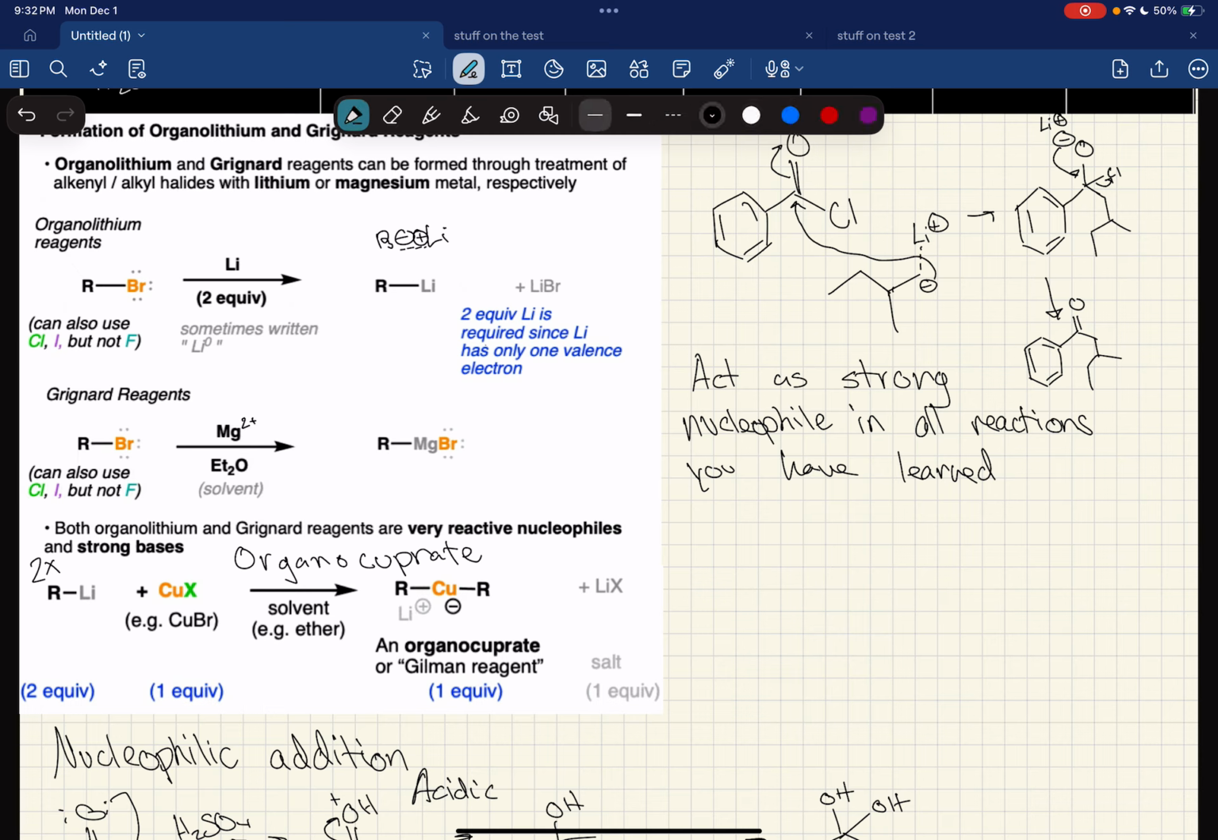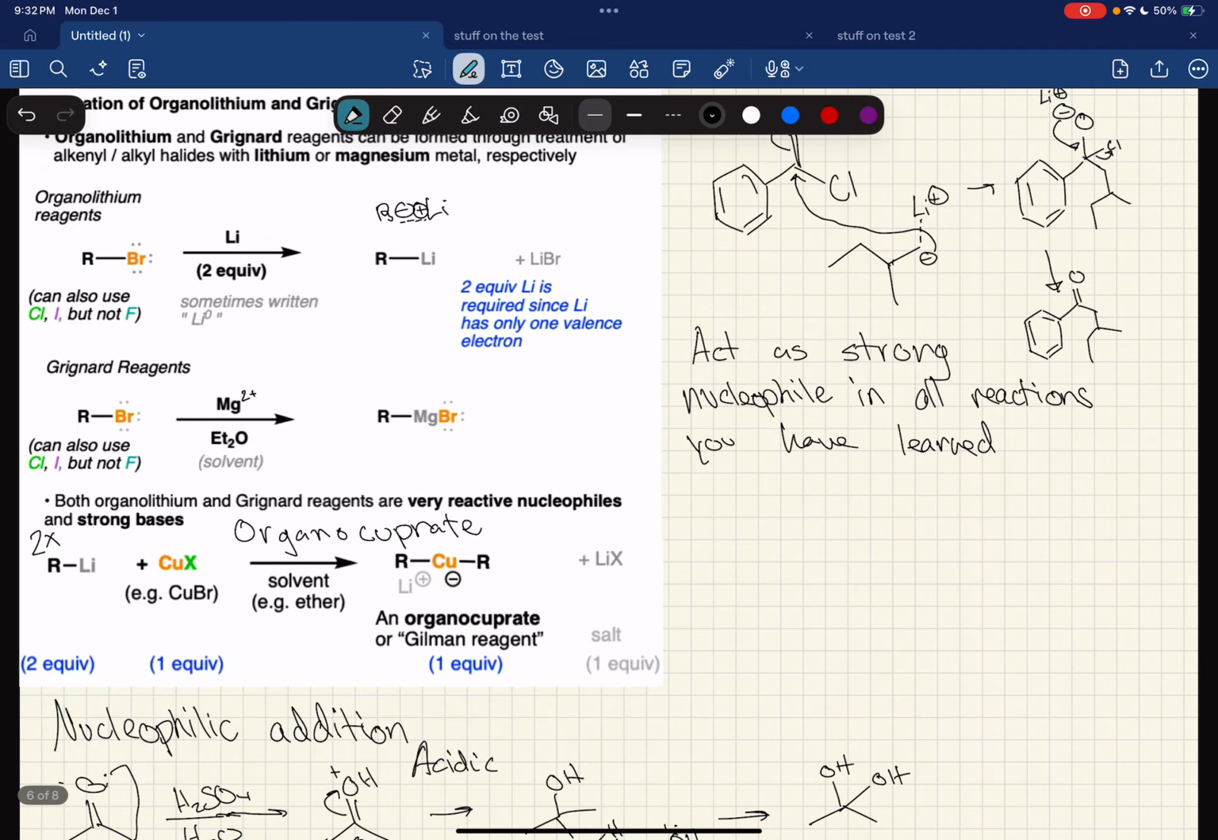So it will be balancing the bromine and the R, so you only need one equivalent of that. And then organolithium and Grignard reagents. Oh yeah, well, this is the organocuprate.